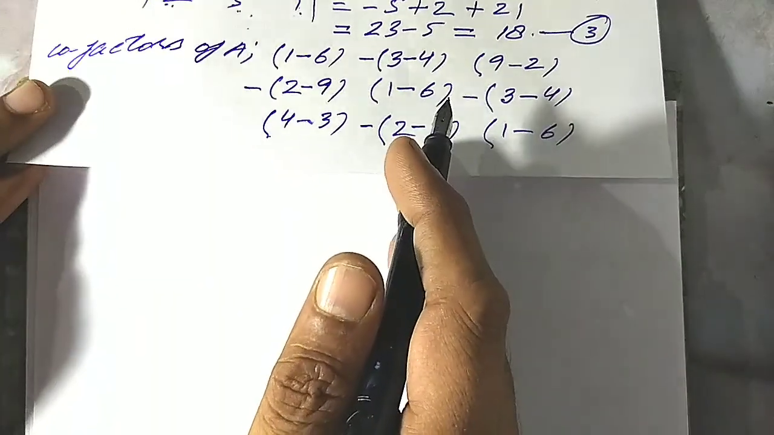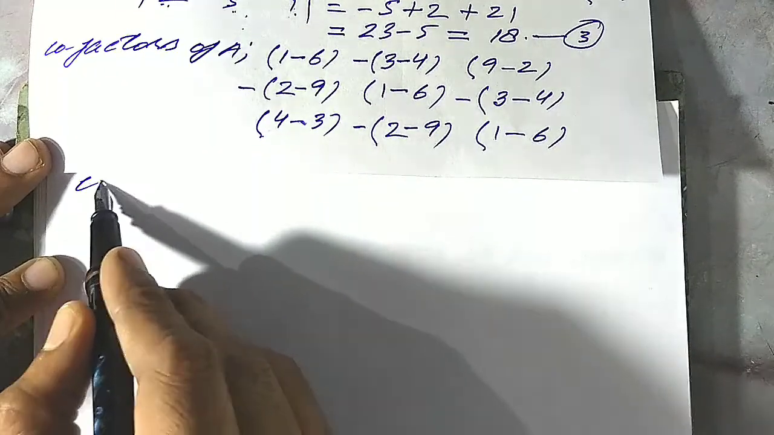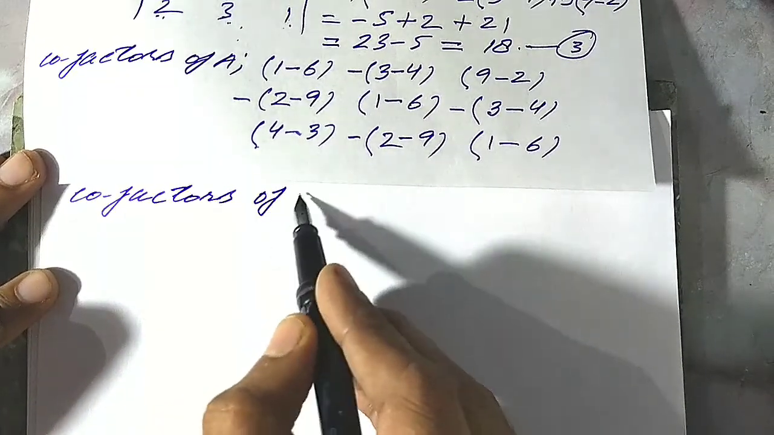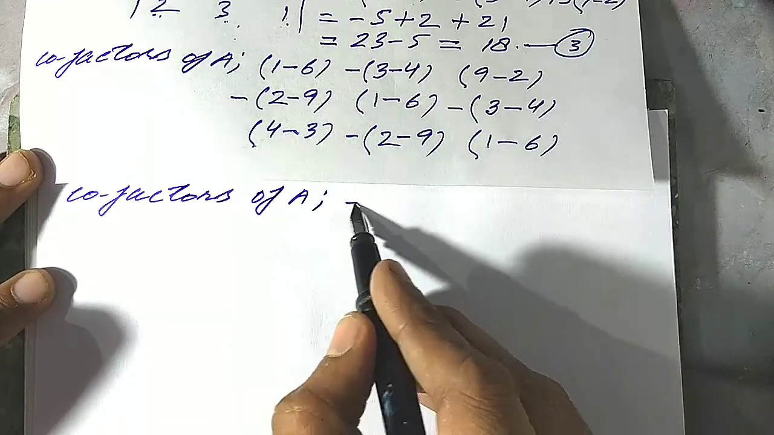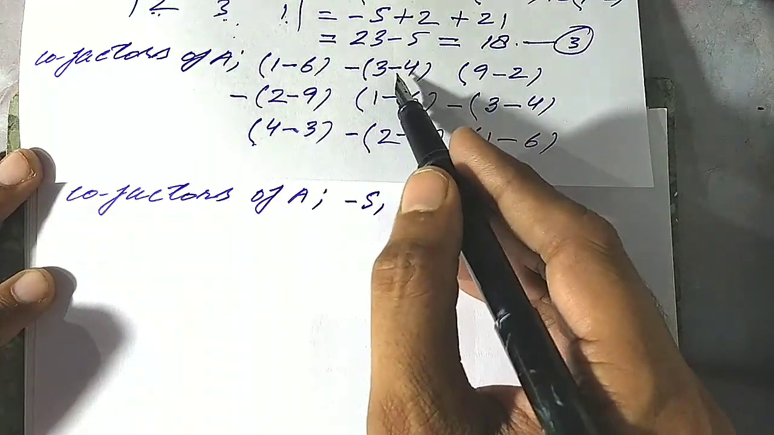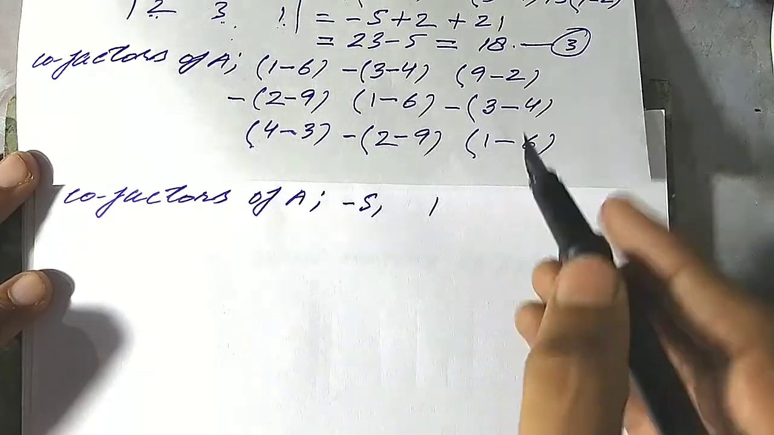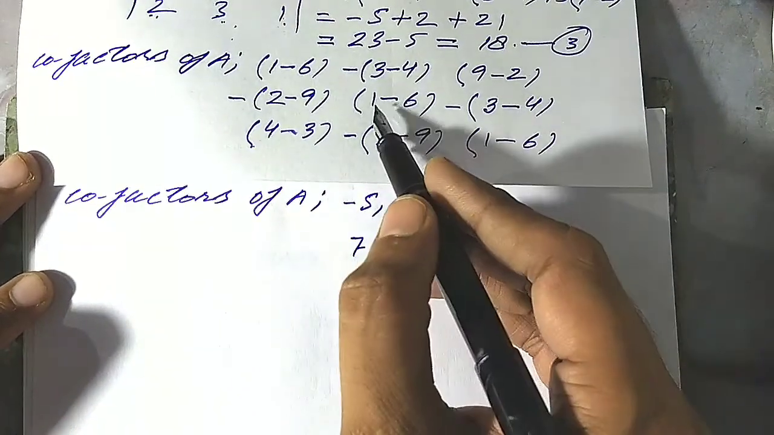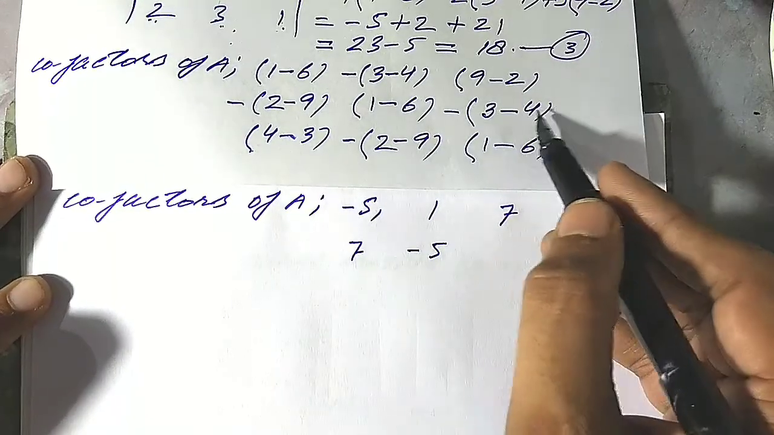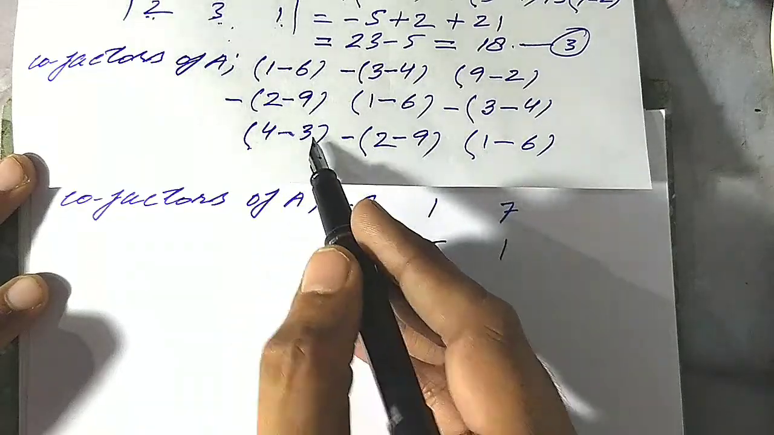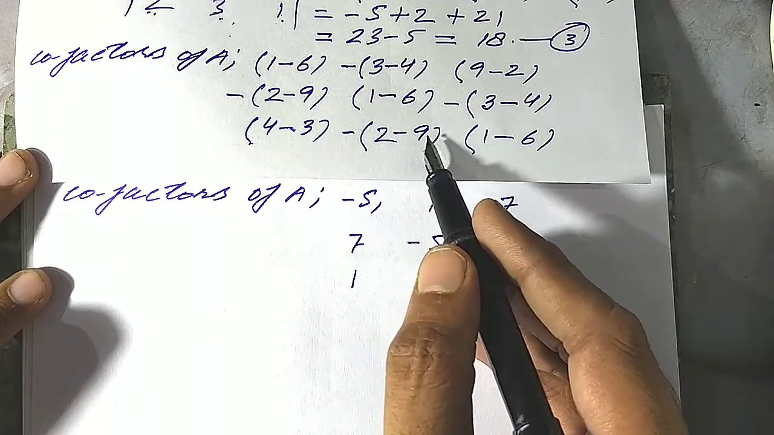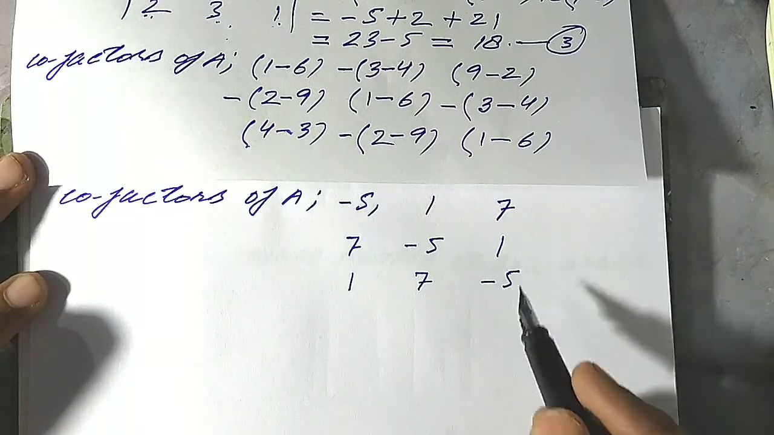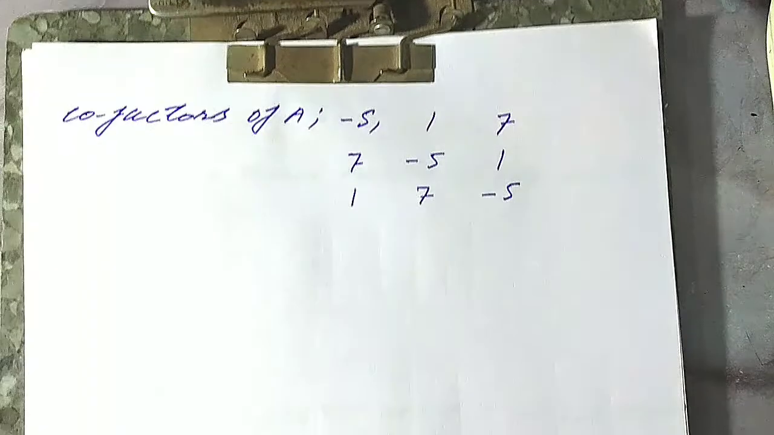Now just simplifying, we have cofactors of A are 1 minus 6 minus 5, 3 minus 4 minus 1, minus minus plus 1, so plus 1, 9 minus 2 is 7, and here 2 minus 9 minus 7, so minus minus plus 7, here 1 minus 6 minus 5, and here 3 minus 4 minus 1, and minus minus becomes plus, plus 1, 4 minus 3 plus 1, and 2 minus 9 minus 7, and minus into minus becomes plus 7, and here 1 minus 6 minus 5. So in this way we have found the cofactors of A.